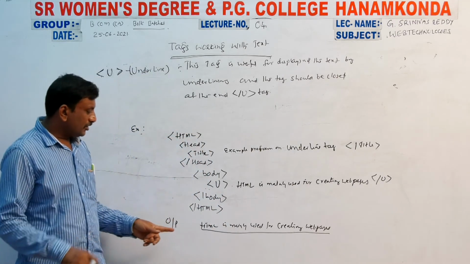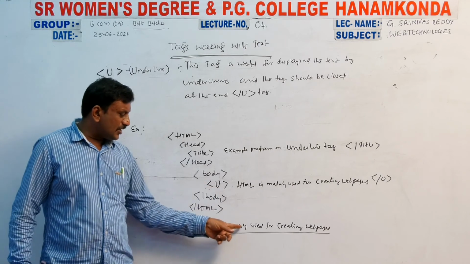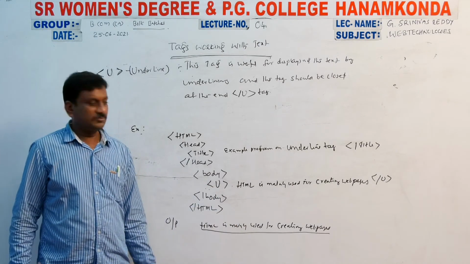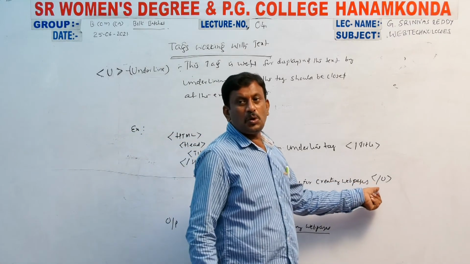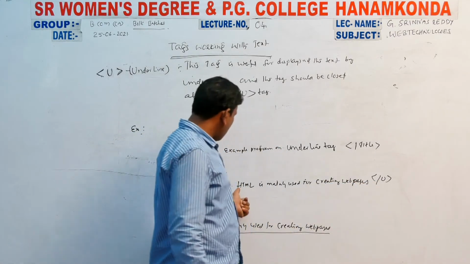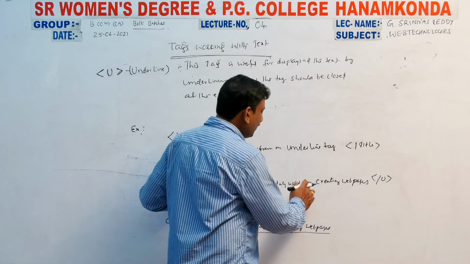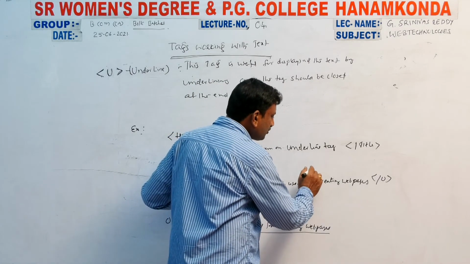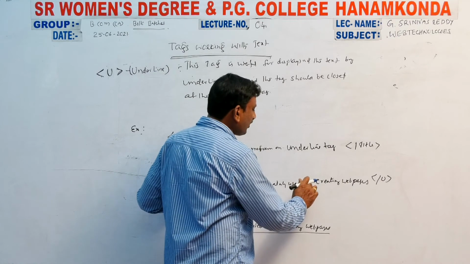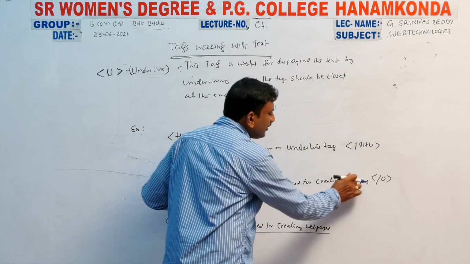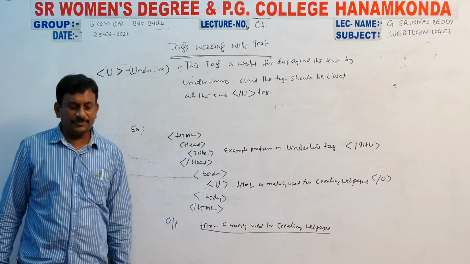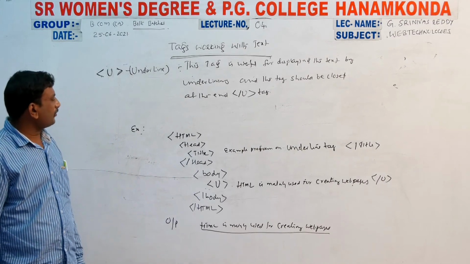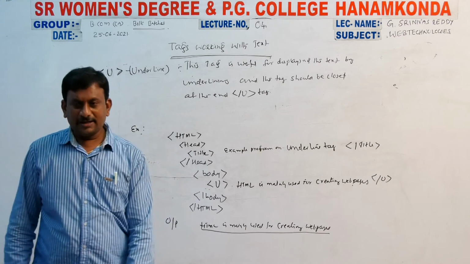The output will be displayed. What will display? HTML is mainly used for creating web page. In between, if you write U and /U, only the underlined part, creating a web page, will be displayed underlined in the output. Okay, these are the main tags. You already know bold, italic, underline.